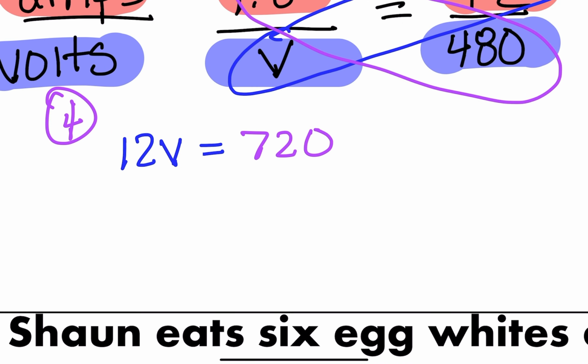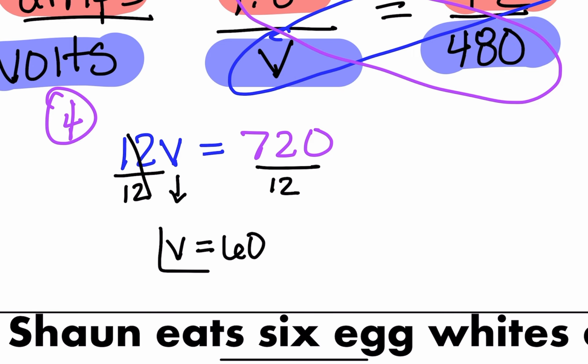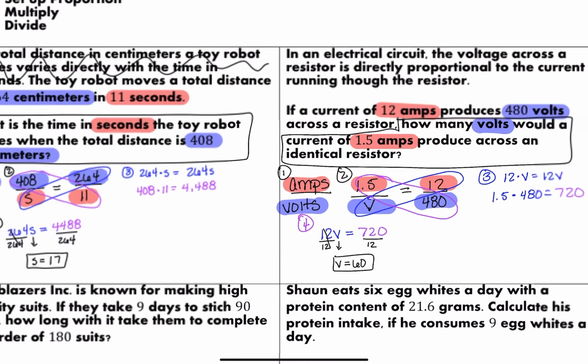So now I'm on step 4, which is to divide. Again, the reason we're dividing is because we're trying to isolate the variable. So the inverse of multiplication is division. And what I do to one side of the equal sign, I'm going to do to the other. I didn't touch my V. So now I'm just going to divide 720 by 12, which gives me 60. And that's it.